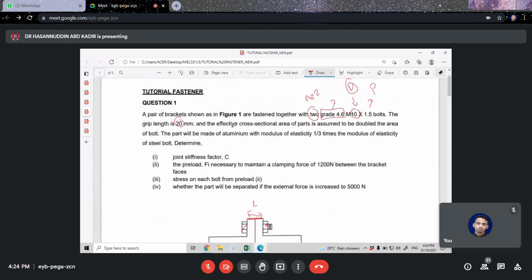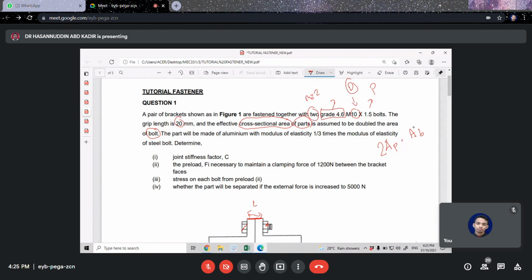And then effective cross section area of part is assumed to be double of area of the bolt. Kat sini you need to determine this one. Kan dia ada part here and it's a bolt here. Okay, lepas tu they mention about the cross section area. Cross section area of part is assumed to be double of the area of the bolt. So maksudnya AP is equal to 2AB. So AP here assumed to be double. So the AP is equal to 2 area of AB lah. This one mentioned at sini.